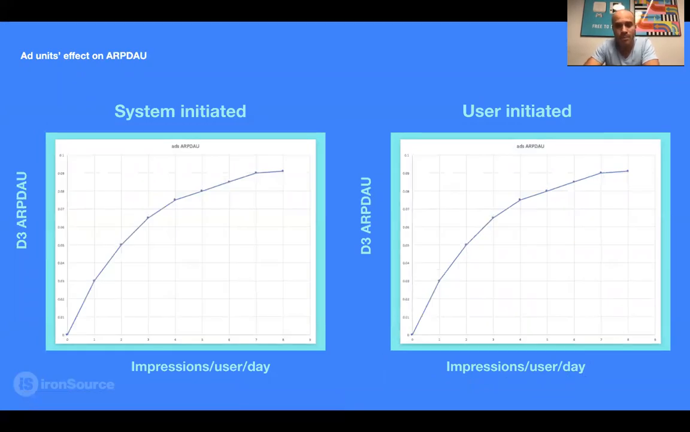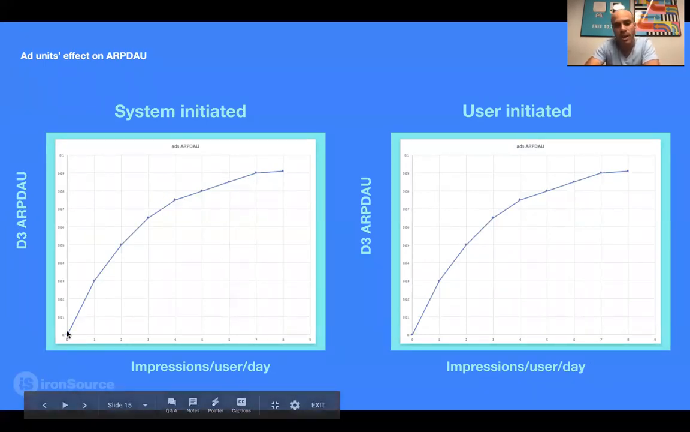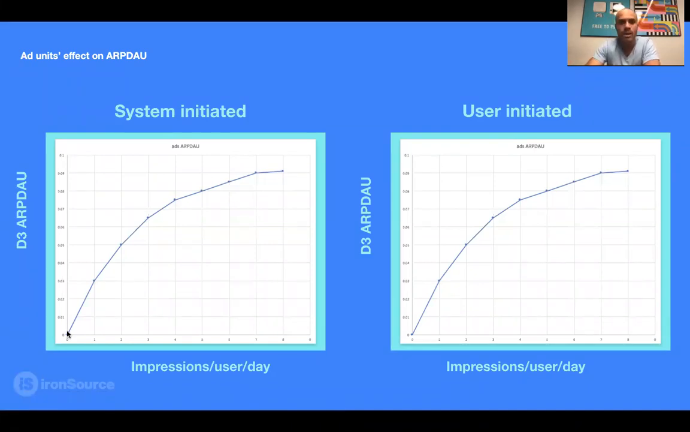Then what happens in ARPDAU is about the same between interstitial and rewarded video. And what we see here is that, first of all, as you are showing more impressions, you are generating higher ARPDAU, right? If you show only 1 impression, you will have lower ARPDAU compared to 7 impressions per user per day. The ARPDAU curve is about the same between rewarded video and interstitial, but what you can easily see is that the incrementality of each impression is getting lower and lower as the session gets deeper.